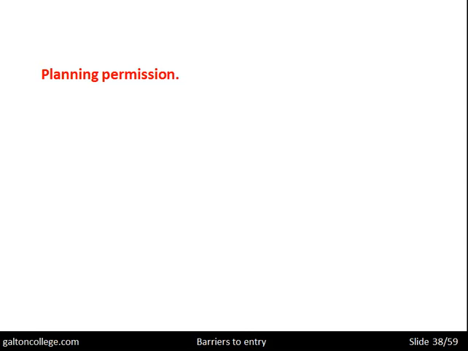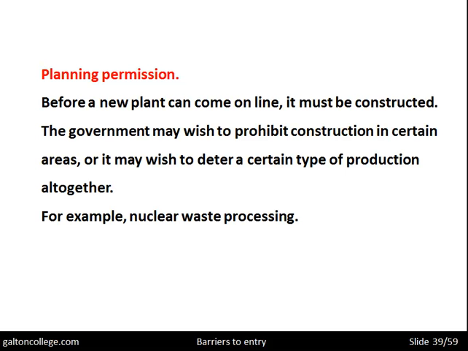It's also the case that companies may have to gain planning permission if they're going to set up in business. Before a new plant can come online, it must be constructed. The government may wish to prohibit construction in certain areas, or it may wish to deter a certain type of production altogether. For example, nuclear waste processing. So companies may know that that is very profitable business to be in, but they just can't get an area in which they can do their work.